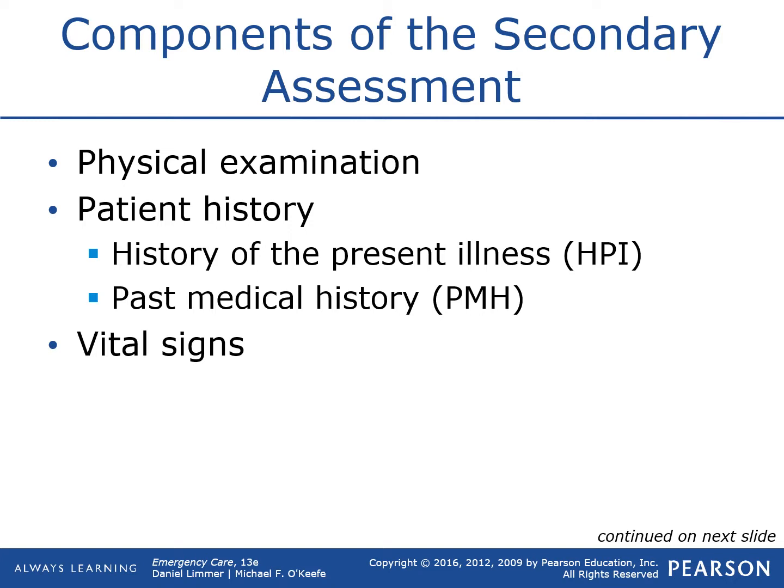So, things that we want to complete in our secondary assessment are your physical examination. You want to get your patient history. So we have two different terms. One is called history of present illness, or HPI. History of present illness, as it reads, is the history of what is going on.